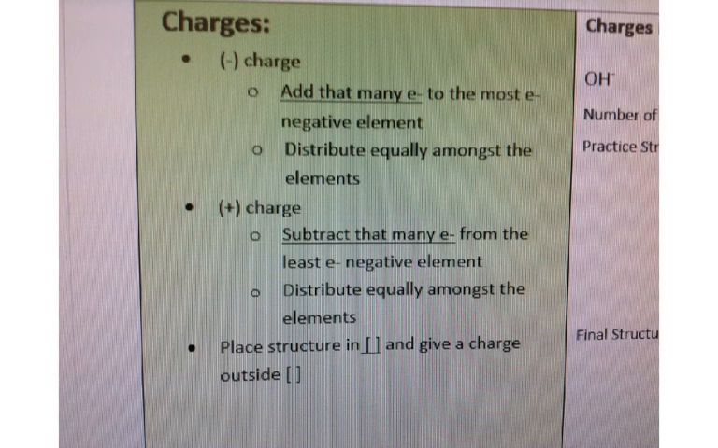And the final exception is going to be charges. There are two types of charges that you can have. You can either have negative charges or you can have positive charges. Because you gain or lose electrons to make a charge, if you have a negative, you actually gained an electron. When you have a positive, you actually lost an electron.